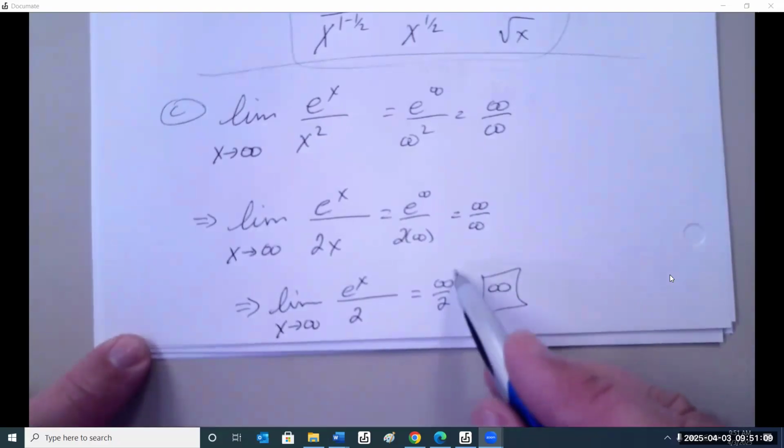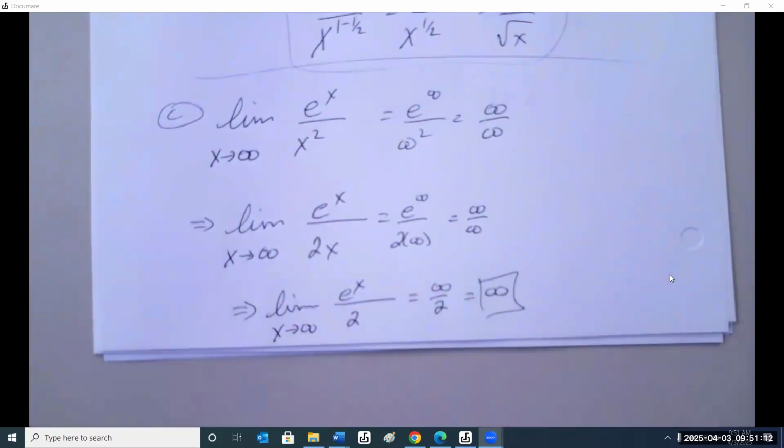You keep on going until one or both of the terms are no longer infinity or 0. So I have a question: infinity over infinity, like 0 over 0? Yes, because they're not numbers. They're indeterminate. We have 4 categories: 0 over 0, infinity over infinity, infinity times 0, or infinity minus infinity. Those are the 4 conditions we're going to look at. Since this one is infinity over 2, it's still infinity.